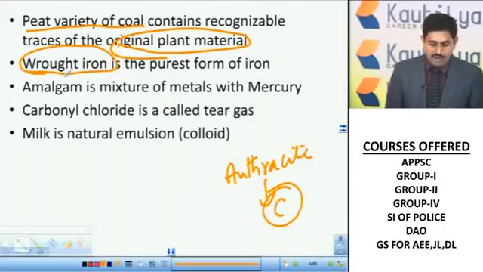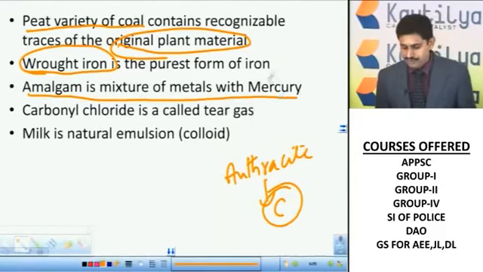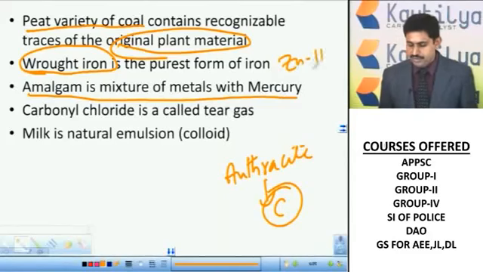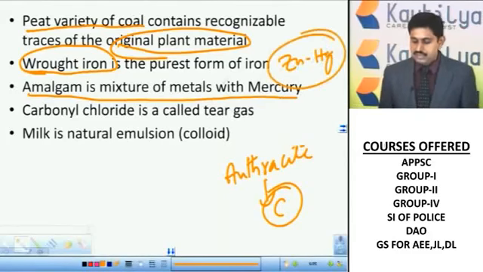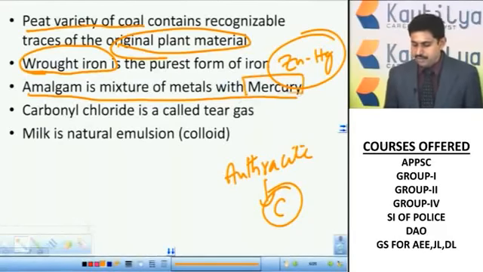Now, amalgam is a mixture with mercury. For example, zinc amalgam. What is the meaning of zinc amalgam? That is, zinc is mixed with mercury. Zinc amalgam or any amalgam, any metal that is mixed with mercury, is called an amalgam. For an amalgam, it is a must that there should be mercury.